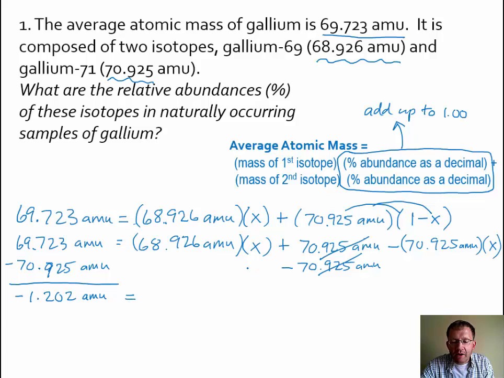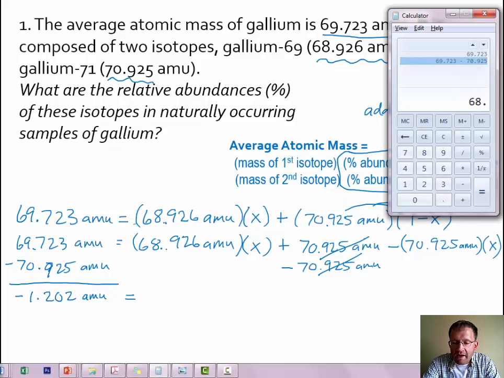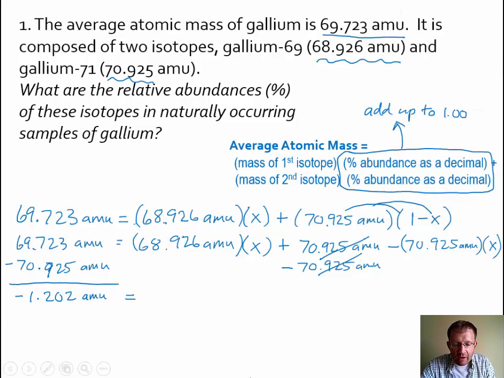And on the other side, what I'm going to do at the same time is put these x's together. I have 68.926x and I have 70.925x. So I need to put that in my calculator as 68.926 minus 70.925. And that gives me negative 1.999. All right, so I'm going to bring that into my problem. Negative 1.999 AMU x.